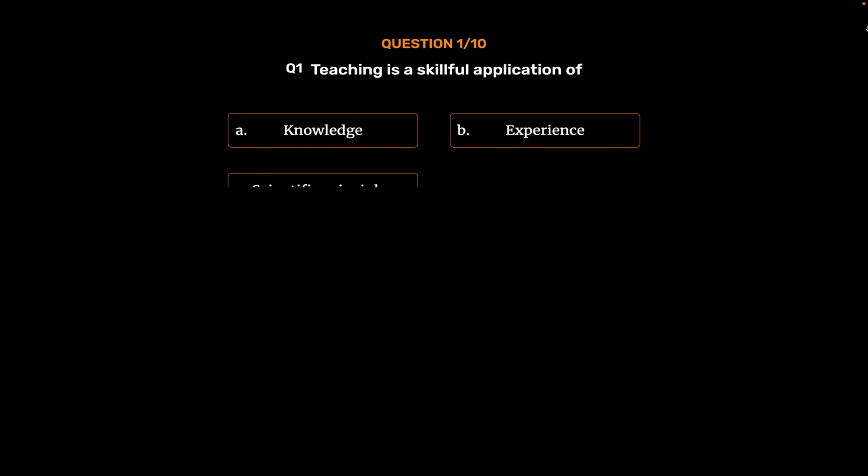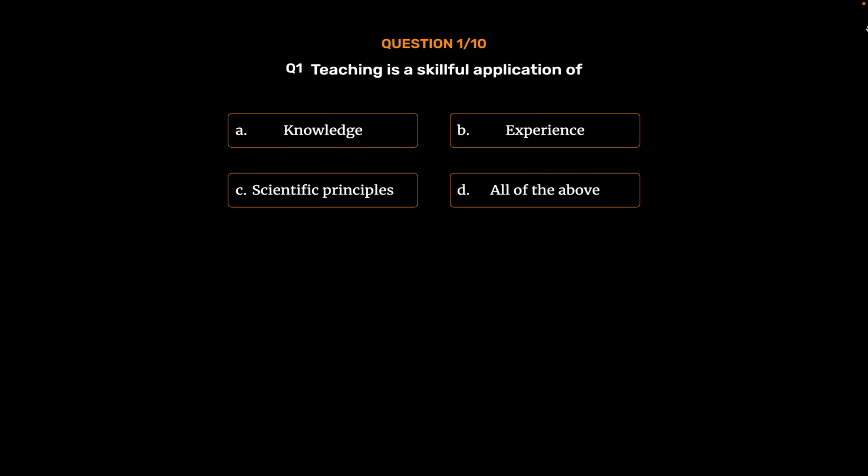Question number 1. Teaching is a skillful application of Option A, knowledge. Option B, experience. Option C, scientific principles. Option D, all of the above. The correct answer is Option D, all of the above.